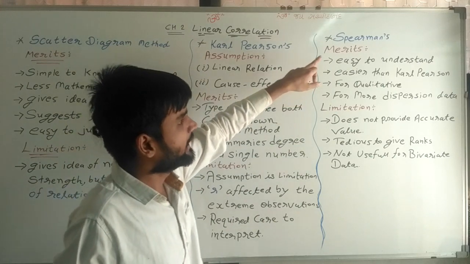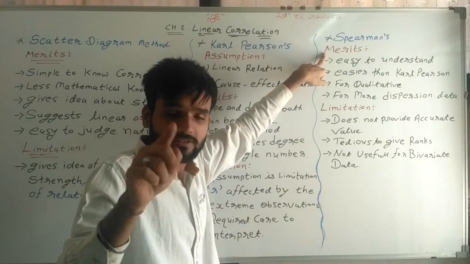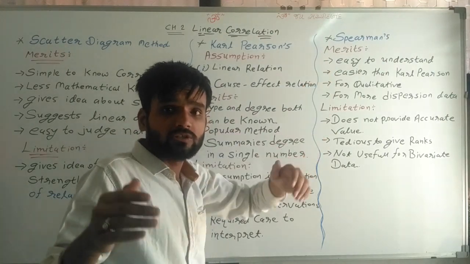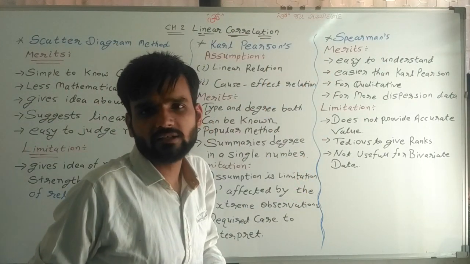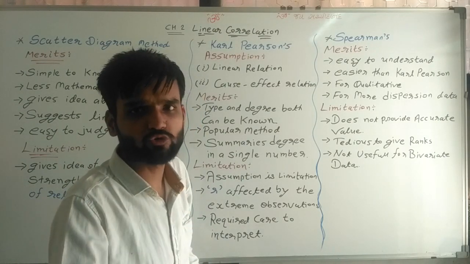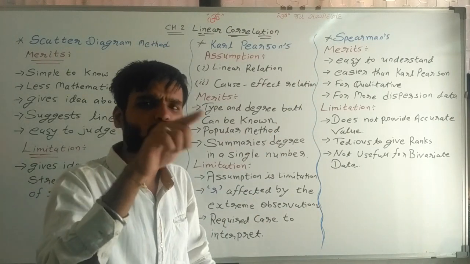Now, its merit is what? That is the merit. If there is attribute data, then only one method is there which we can use to find the relation between them, and that is Spearman's rank correlation method.